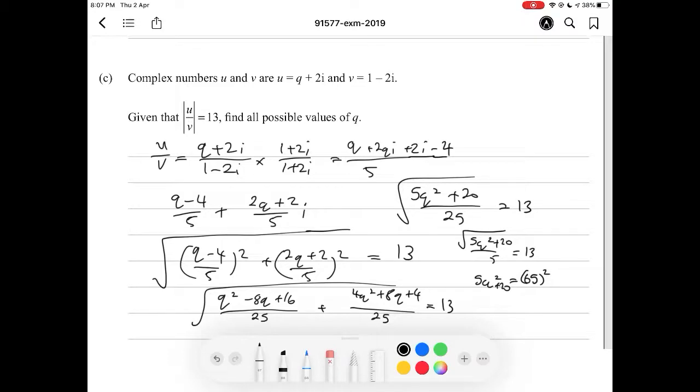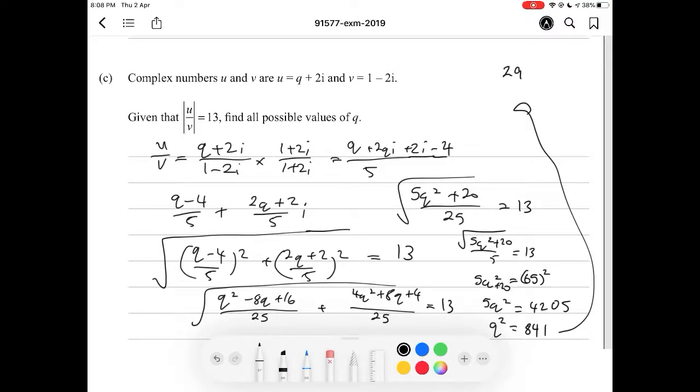So 65 squared, that's 4,225. And if I move the 20 over to the other side, it becomes minus 20. So 5q squared equals 4205. Therefore, q squared equals 4205 divided by 5, which is 841. And I'm running out of space here, so I just move it up here. So q therefore equals the square root of 841, which is equal to 29.